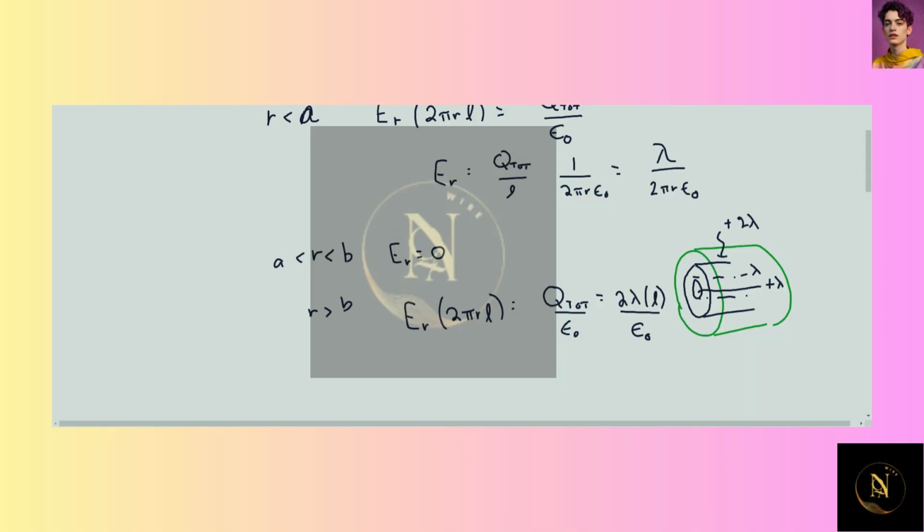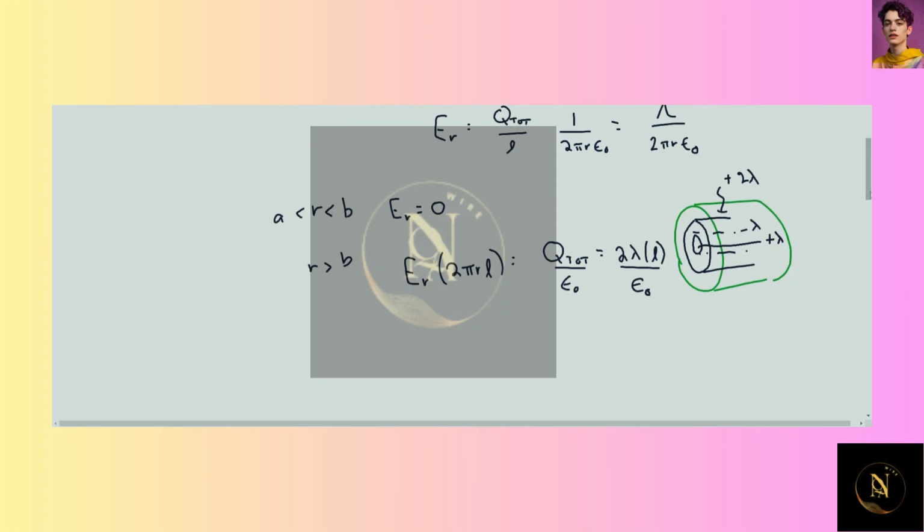Okay, so the way I interpreted this was the entire tube carried a lambda, which means the outer surface carries 2 lambda. I suppose there's another way to interpret that, but my way seems to be what they intended. So kind of working this out, we now have 2 lambda over 2 pi r epsilon naught.